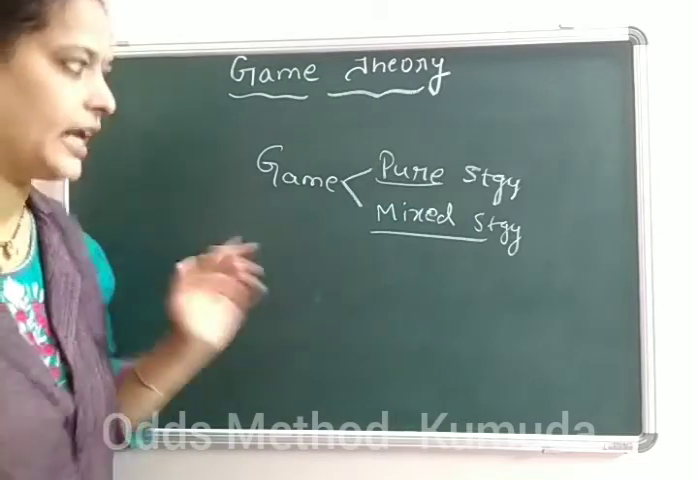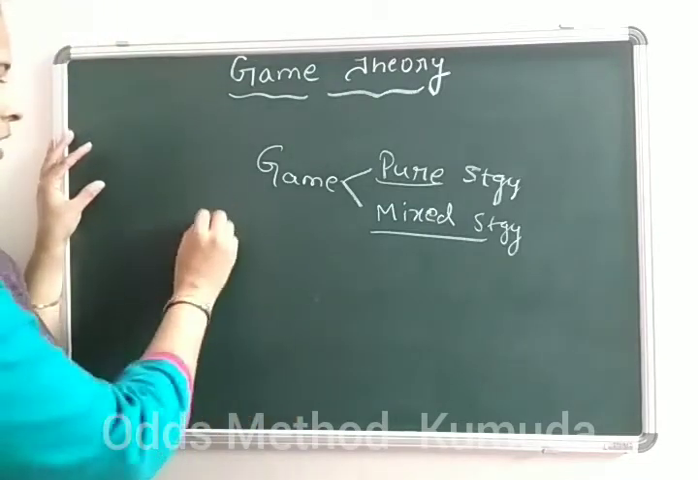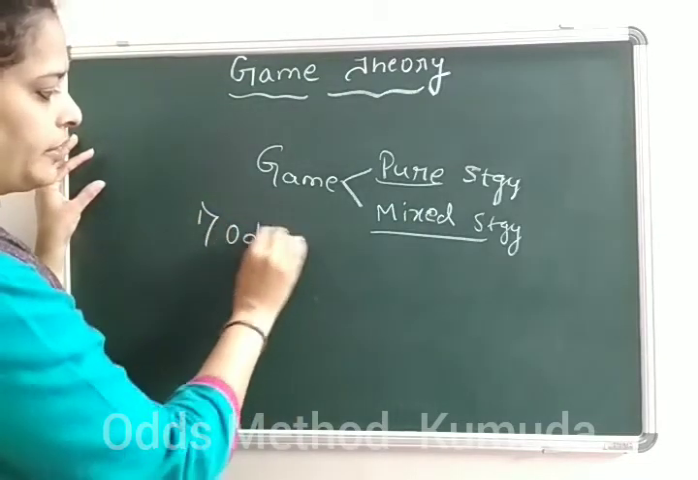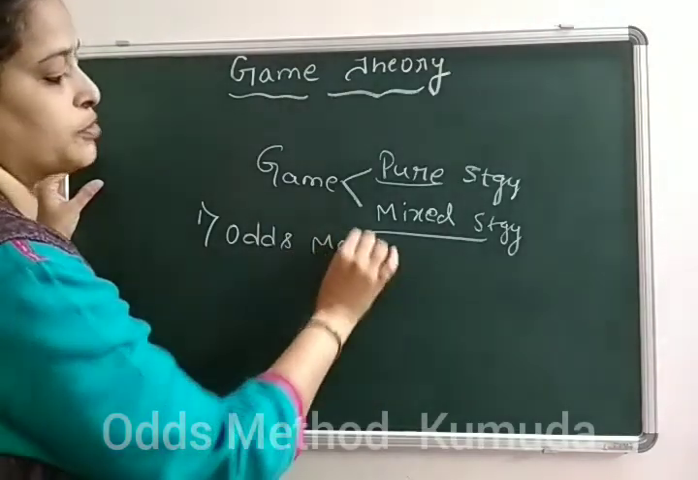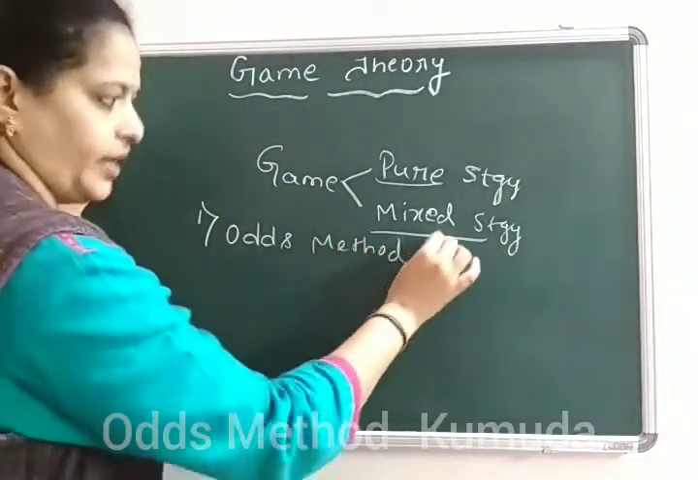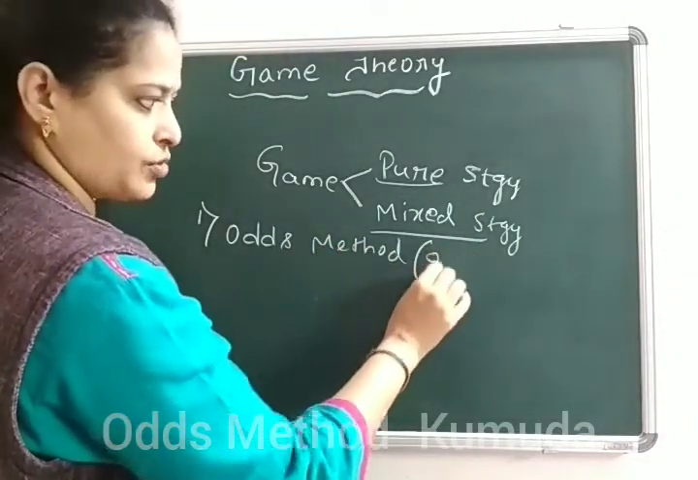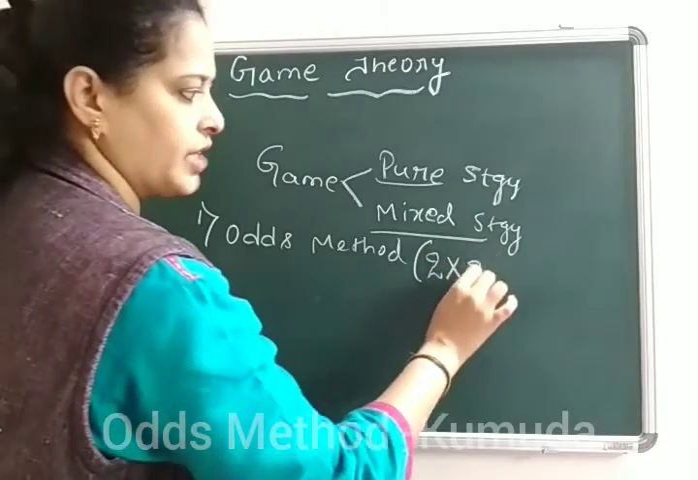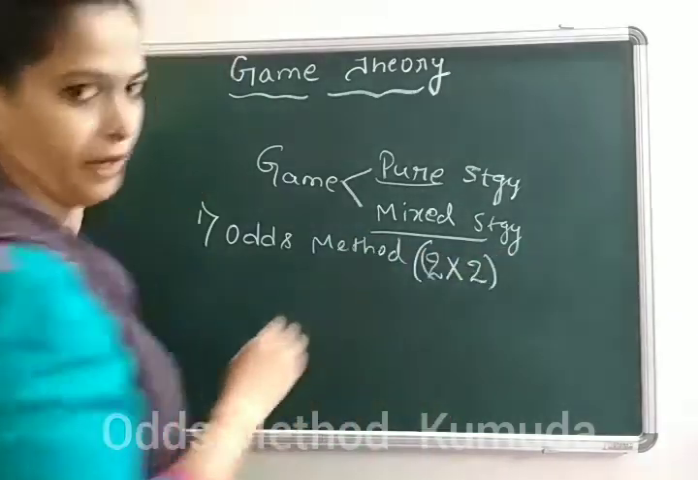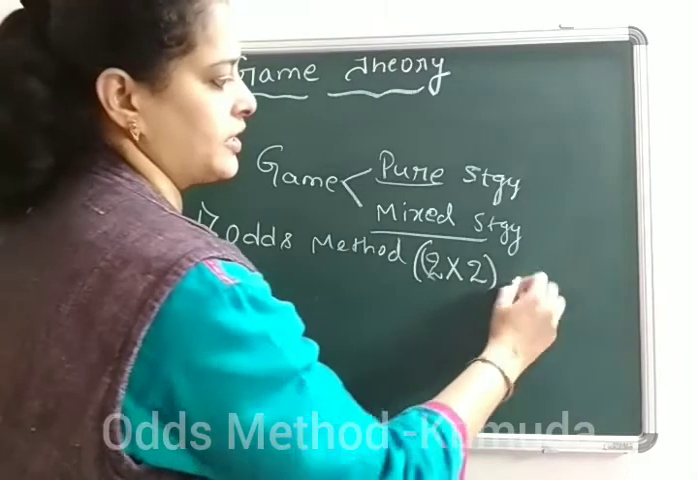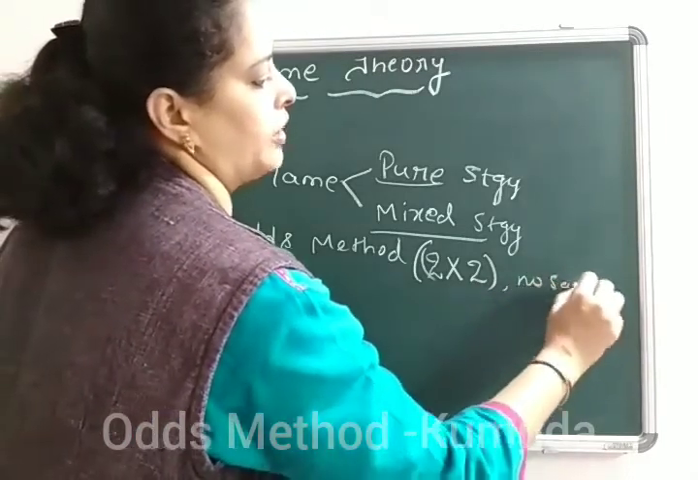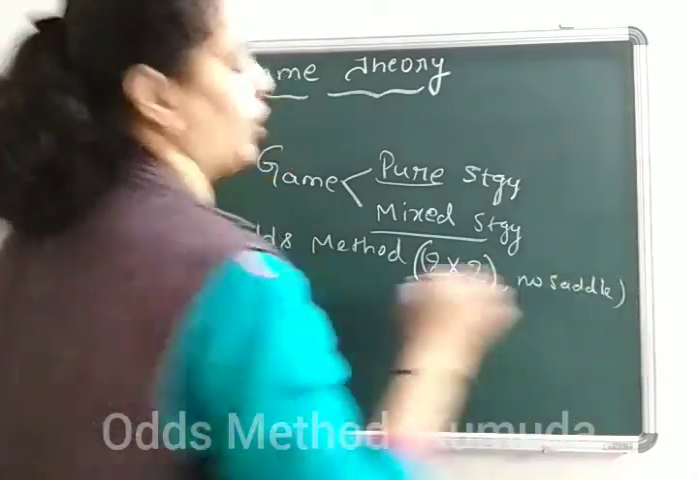And the mixed strategy games can be solved by many methods. Like we have the odds method. This is the first and foremost method. And generally make a note, it can be solved only when you have a 2x2 matrix. That is the first thing. And obviously there is no saddle point. Then only we apply the odds method.